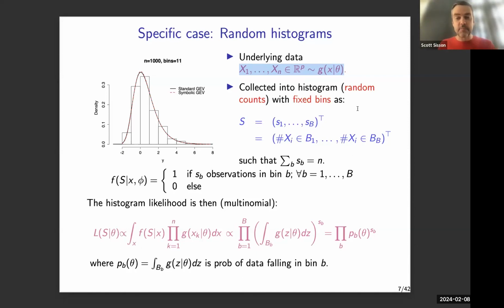We're collecting our data into a histogram, and we're going to do this by saying, look, we've got some fixed bins, B1 up to BB, and there's a picture here. You can see I've got bins from 0 to 1, 1 to 2, 2 to 3, and so on. And basically, we're just counting the number of data points that fall in those bins. These counts are S1 up to SB. So S1 is the number of data points that fall in bin 1. And of course, these sum to n, the number of data points.